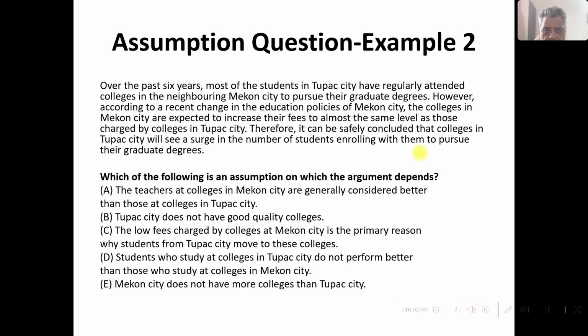Option B: Tupac City does not have good colleges. So if Tupac City does not have any good colleges, then obviously they will go to Mekong City. So it is weakening the argument. So this cannot be the assumption, because an assumption is an essential part of an argument.